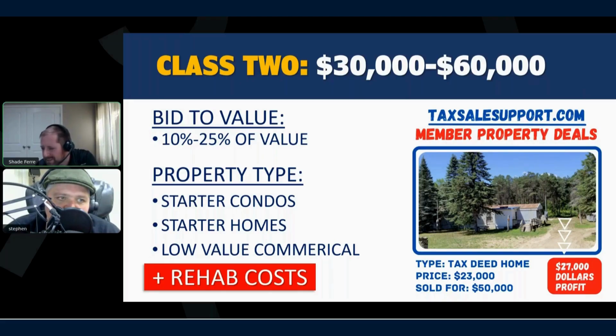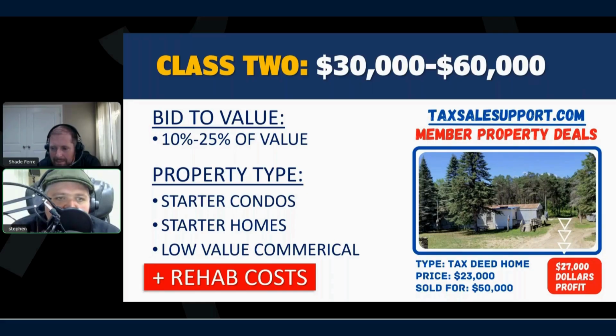In fact, it's like this property here that was picked up. It was picked up for 23 grand. It was valued at over 50 grand. But this is actually one of the properties that was picked up by one of our students, one of our coaching members. They ended up picking it up for 23,000, and then they actually sold it as is to somebody who ended up paying 50,000. They made $27,000 profit and were able to do it pretty quickly.